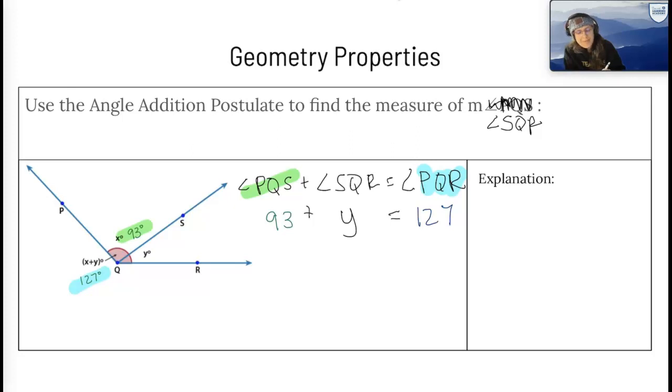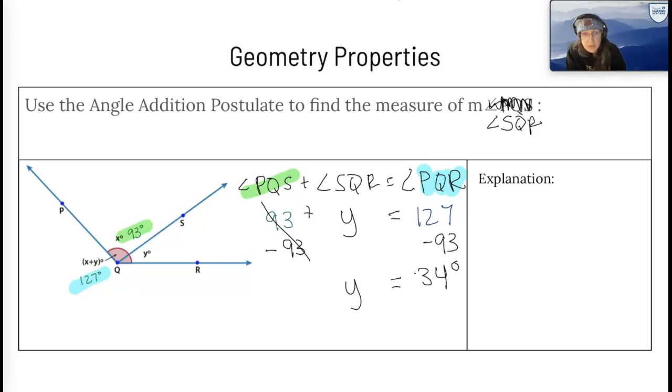Now what are we going to do? We're going to solve the equation. So same thing, we're going to balance our equation. We're going to subtract 93 from both sides, which is going to cancel that out. And we're going to end up with y is equal to 34. I'm a math teacher, I can add and subtract. y is equal to 34 degrees.